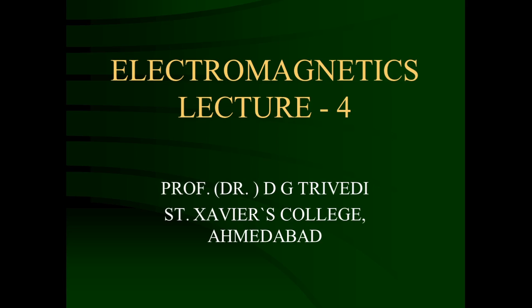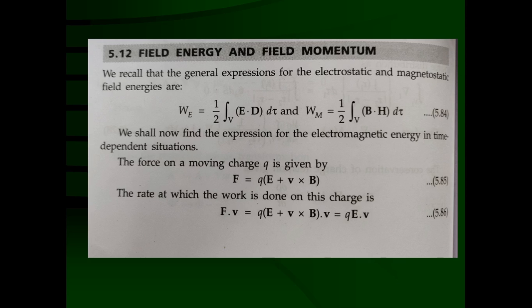This is the 5.12 topic of chapter number 5 of electromagnetics, related with electromagnetic energy and momentum. The electromagnetic field has energy, and that total energy we will find out here is known as the electromagnetic field energy, and the field also contains momentum. That's why we are going to find out the electromagnetic field energy and electromagnetic field momentum here. The expression for that we are going to derive.